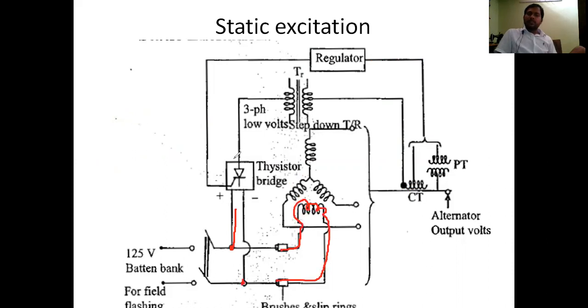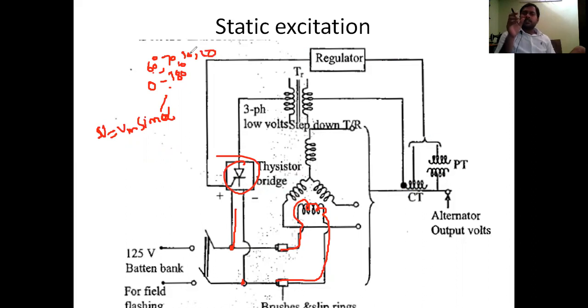For example, this thyristor will control, so V is equal to Vm sine omega t, or alpha. This alpha changes from 0 to 180 degrees. If you want to turn it on at 60 degrees, it will be turned on at 60 degrees, or 70 degrees, or 30 degrees, or 50 degrees. The thyristor will produce the output based on the load demand.